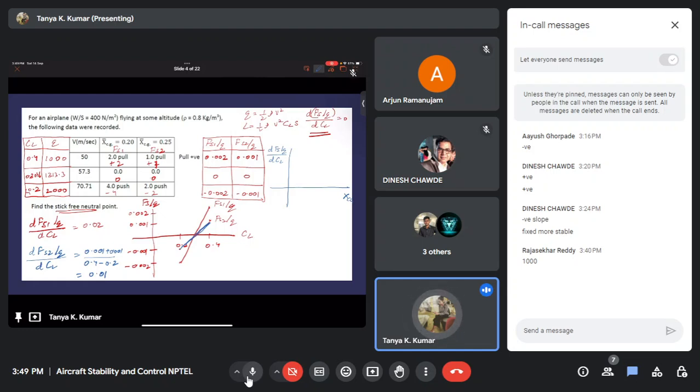So for CG location 0.2, let's just say this is 0.2, this is 0.25. For 0.2 it is 0.02, correct? And for 0.25 it is, so now you just extrapolate it and find the CG location at which it becomes 0.